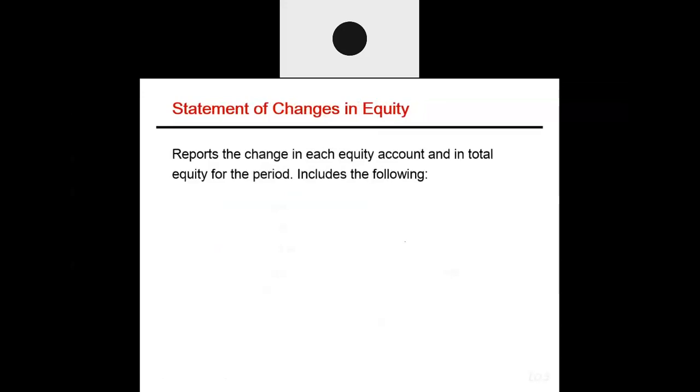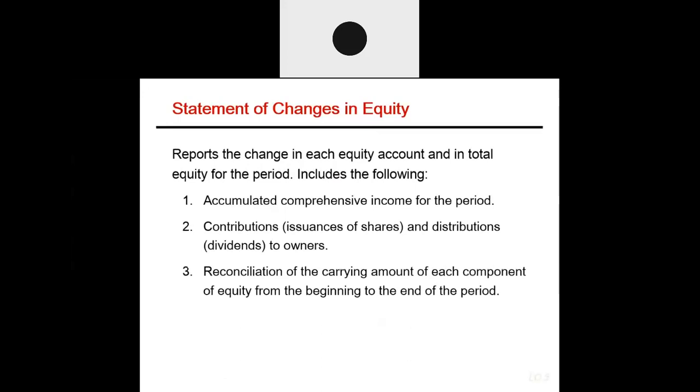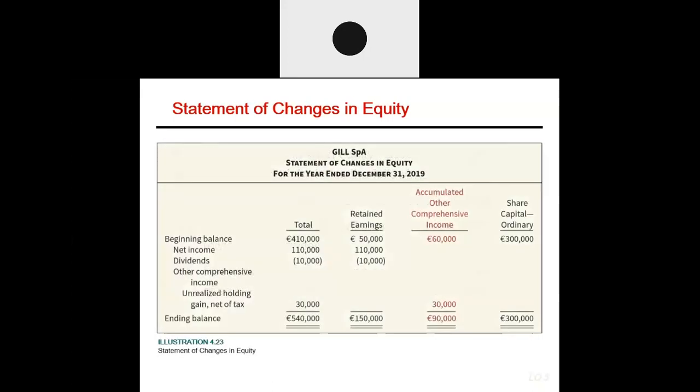So the statement of changes in equity will report the change in each equity account and in total equity for the period. That will include the accumulated comprehensive income for the period, contribution or issuance of shares, and distribution of dividends to the owners, and also reconcile the carrying amount of each component of equity from the beginning to the end of the period. So this is how the changes in equity statement looks like.